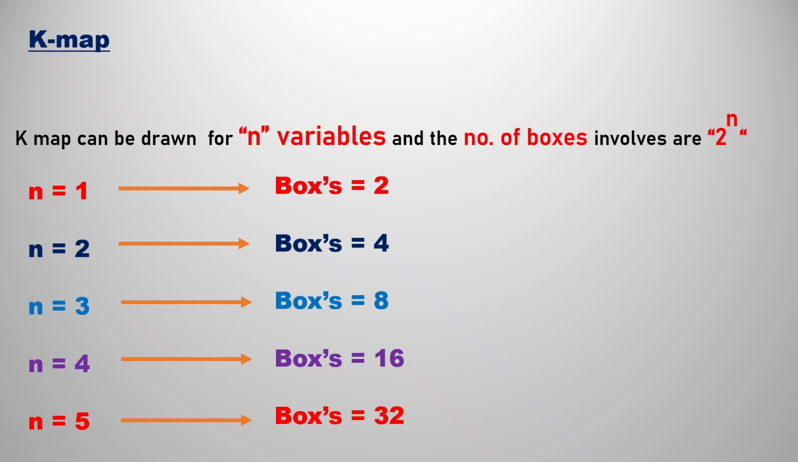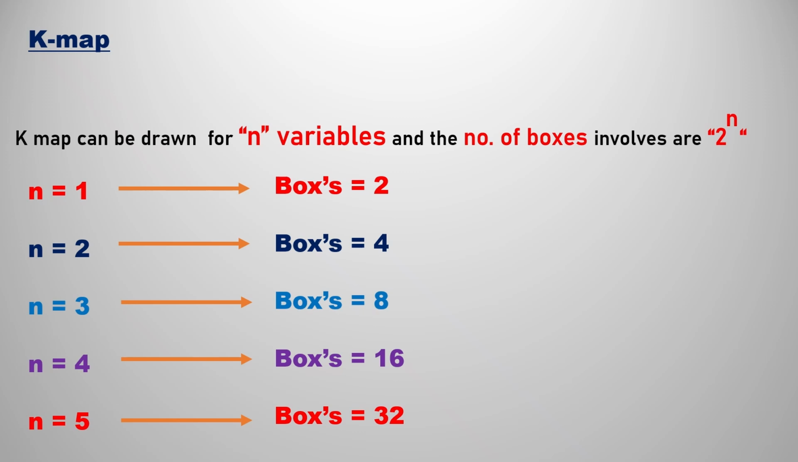For n equals 2, we have 2 power 2, that is 4 boxes. This is important. For n equals 3, 2 cube, 8 boxes. This is also important. For n equals 4, boxes are 16, 2 power 4. These 3 are very important: 4, 8 and 16.